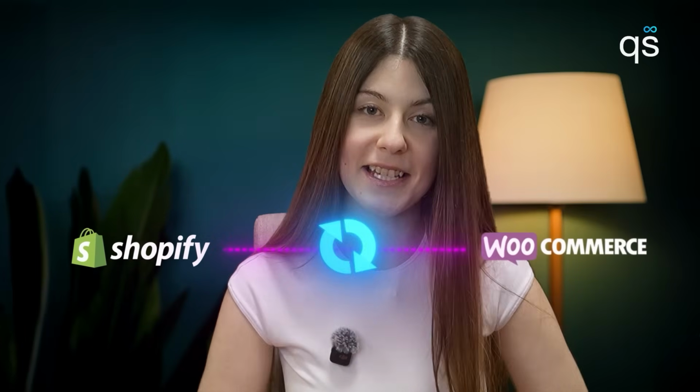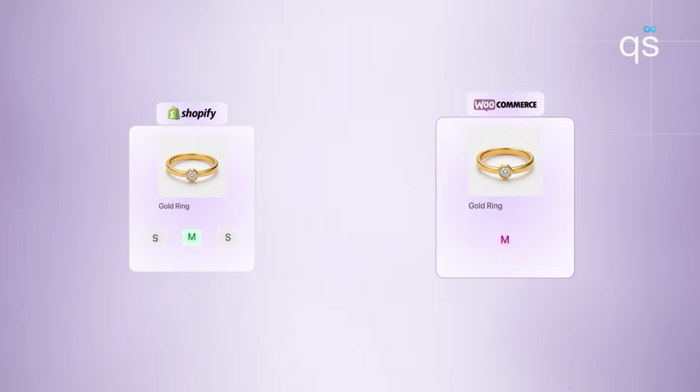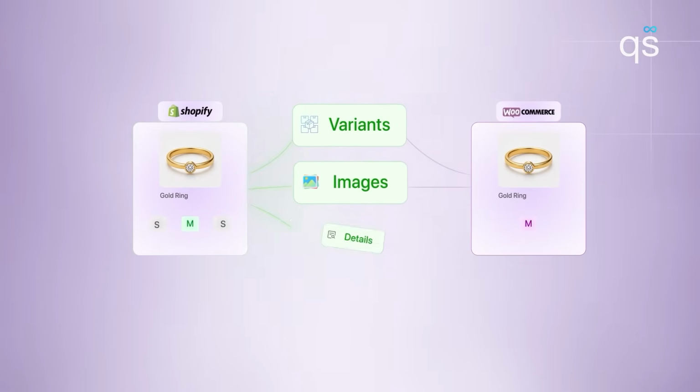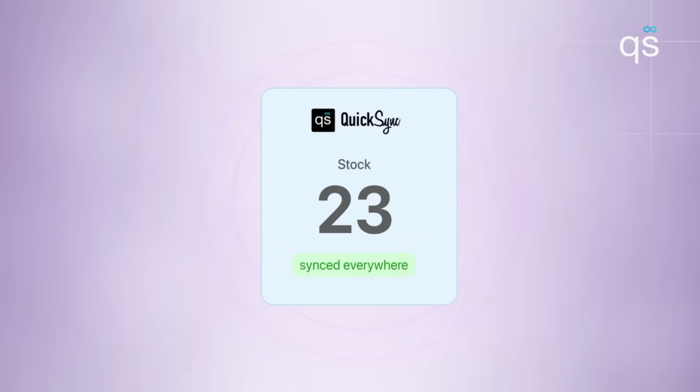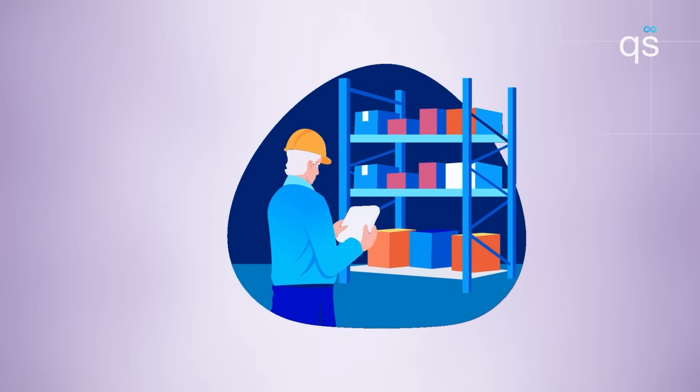One store in Shopify, one store in WooCommerce. Let's sync them. Inventory, products, orders, all stay in sync in real time. Your products transfer exactly how WooCommerce expects them, with variants, images, and details fully intact. Inventory updates instantly across all stores, so you never oversell or manually adjust stock again.